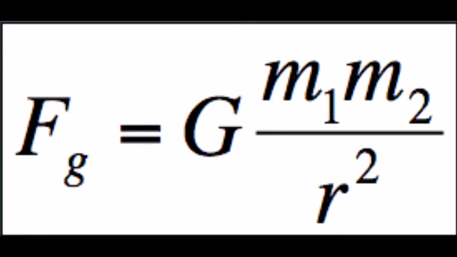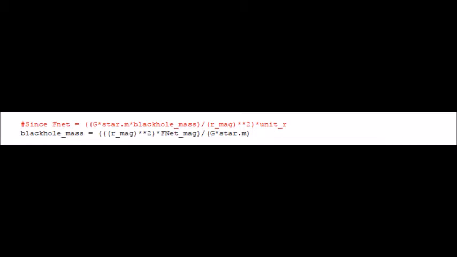The force that the black hole imposes on the star is a gravitational force. So solving this equation, with r being the difference in position between the star and the black hole, the unknown value, the mass of the black hole, was determined.